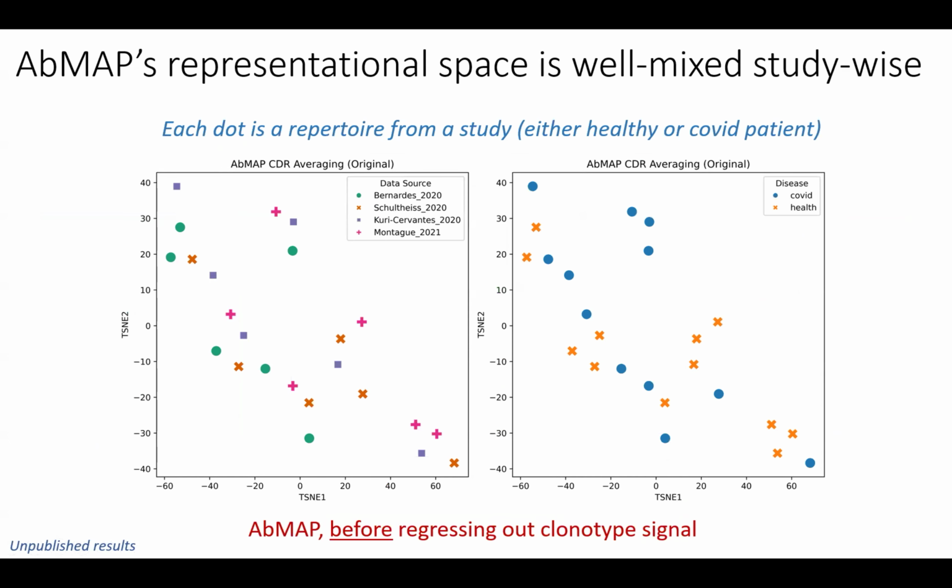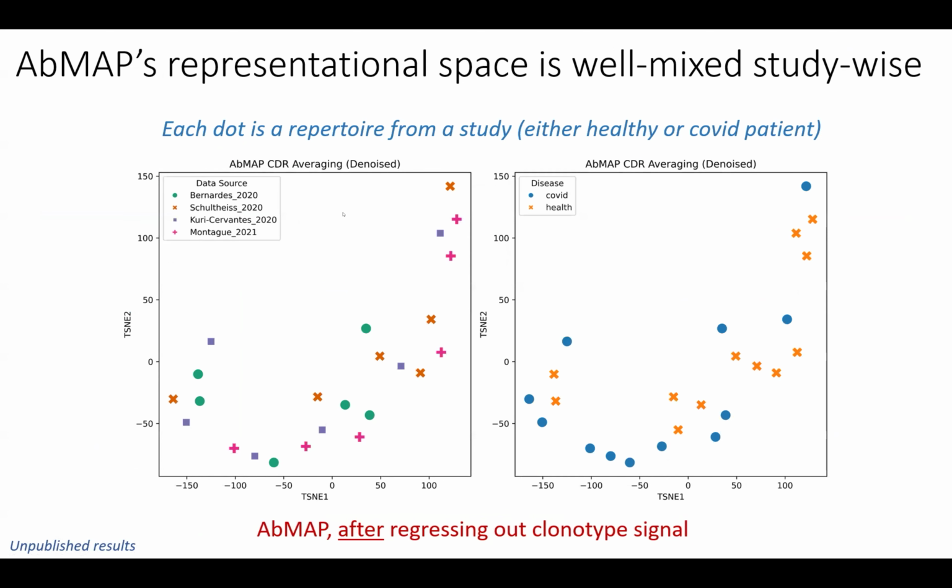And this you see in the actual representations as well. So this is AbMAP before regressing out the clonotype signal. So you see that the studies are pretty well distributed here. It's not easy to sort of separate them out. If you regress out the clonotype signal, and if you remember, the R square wasn't good at all, so there is not much that happens. But yeah, you can sort of see that the disease signal actually is slightly clearer to see than the study signal in AbMAP.